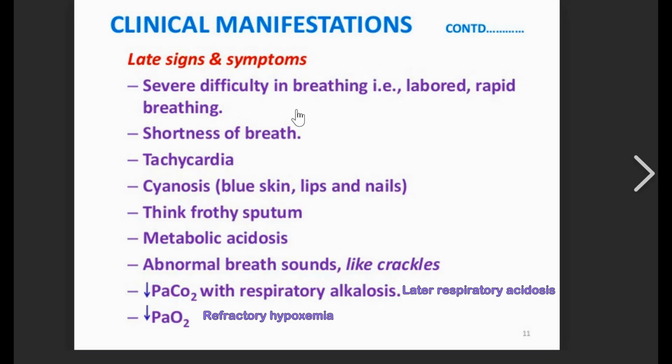It's a respiratory failure. The patient may have difficulty in breathing, shortness of breath, and heart rate may increase due to hypoxia, cyanosis. Pulmonary edema can lead to frothy sputum, acidotic nature, abnormal pH, abnormal breath sounds, crackles. In the initial phase, due to tachypnea, PaCO2 drops, but as the condition worsens, PaCO2 increases, leading to respiratory acidosis. PaO2 decreases, causing hypoxemia, which is refractory. That's a classic sign of ARDS. That means the patient may require a high amount of FiO2, high oxygen concentration, but still remain hypoxic.